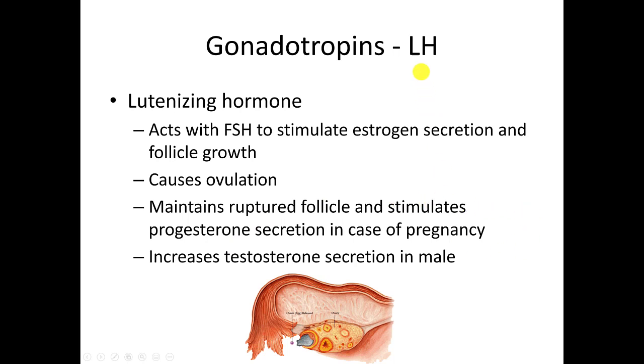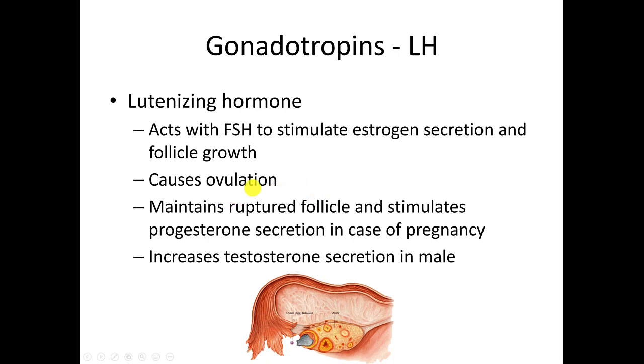But then there's also another gonadotropin called luteinizing hormone, which we call LH for short. This one acts with follicle stimulating hormone, and it stimulates estrogen secretion. This is also another hormone for women that actually triggers ovulation. So when a woman gets ready to ovulate during her cycle, there's a huge spike in LH.